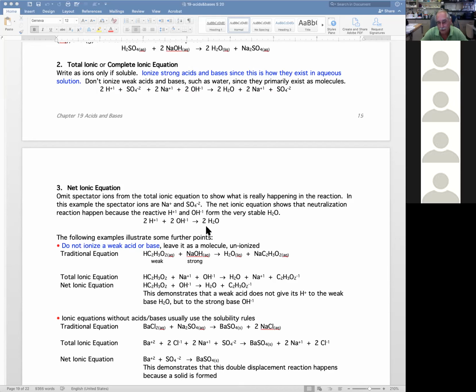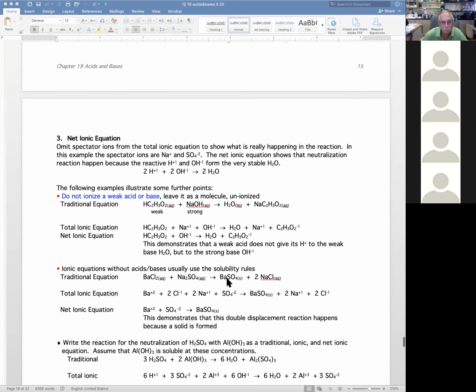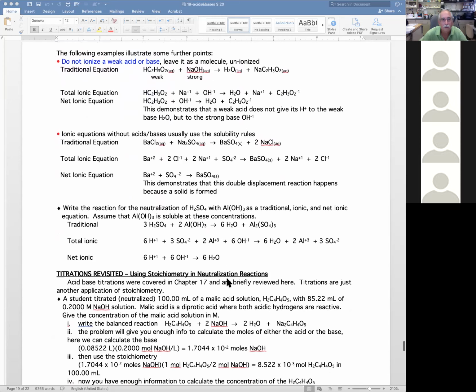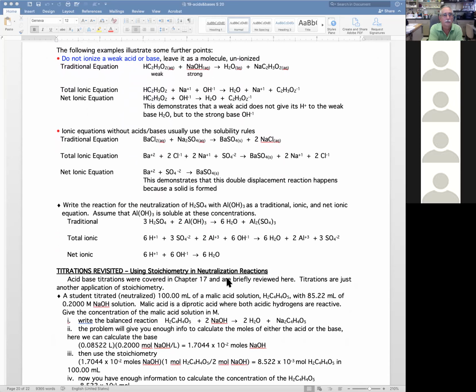So again, this emphasizes what the driving force is for a neutralization reaction. Hydrogen ions, reactive. Hydroxide ions, reactive. Water, stable. So here's a couple of other further points.